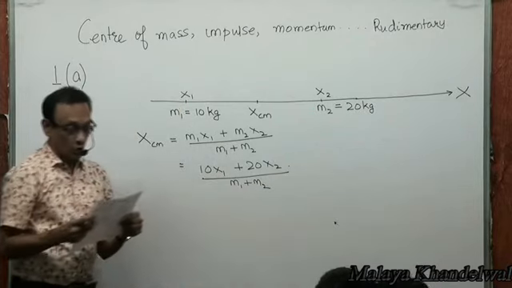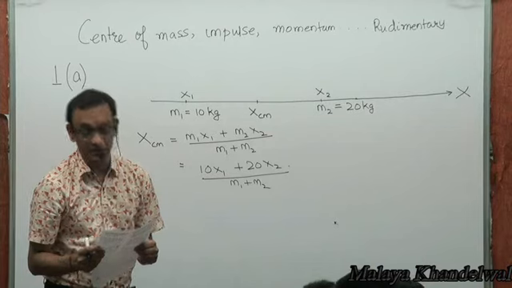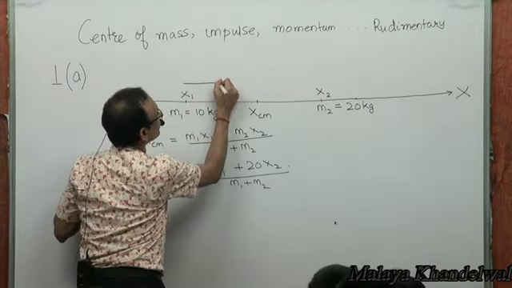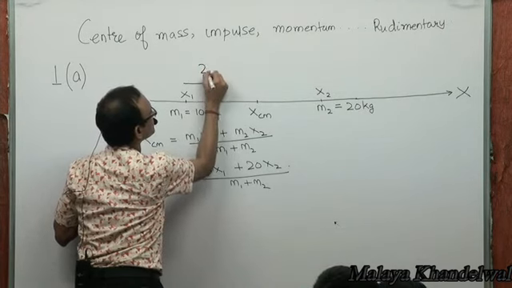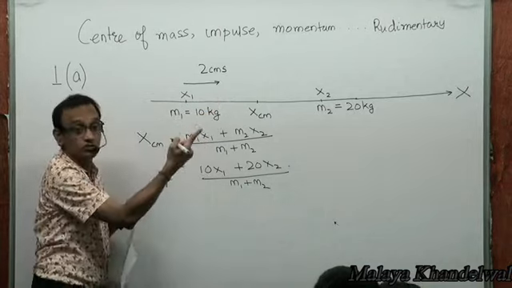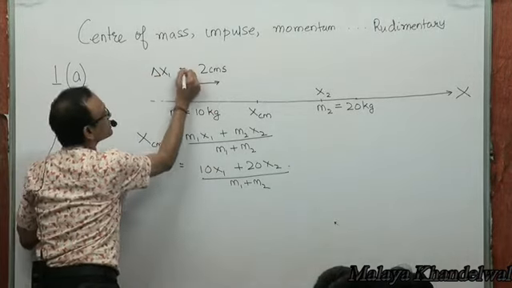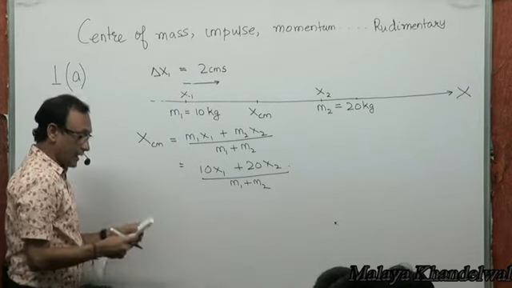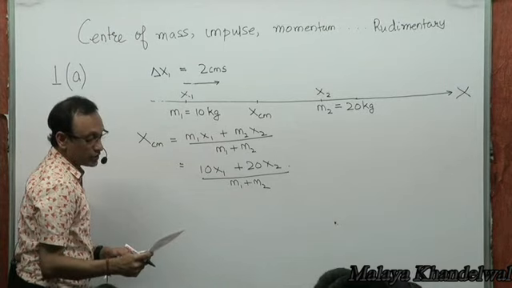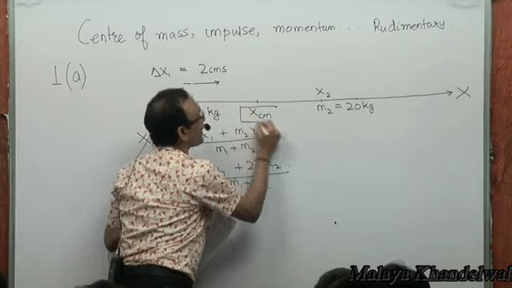Now, what they say is that the first mass is moved on the x-axis by a distance of 2 centimeters. It means change in x1 is 2 centimeters. Means delta x1 is 2 centimeters, right? Now, by what amount should the second mass be moved to keep the position of the center of mass intact?